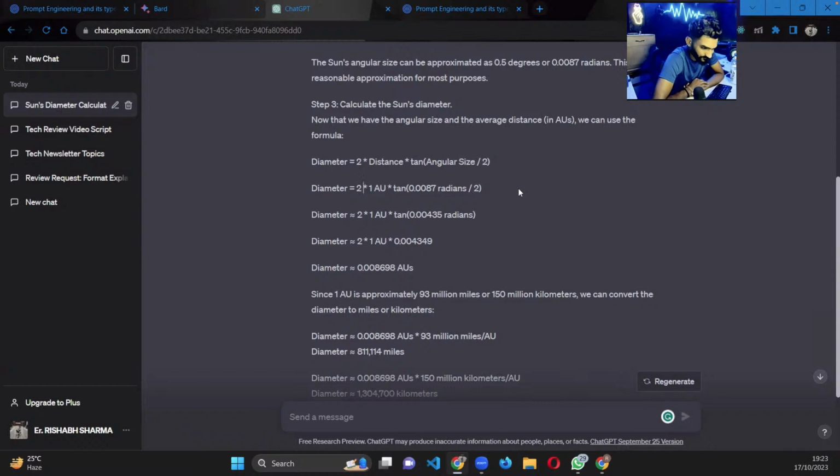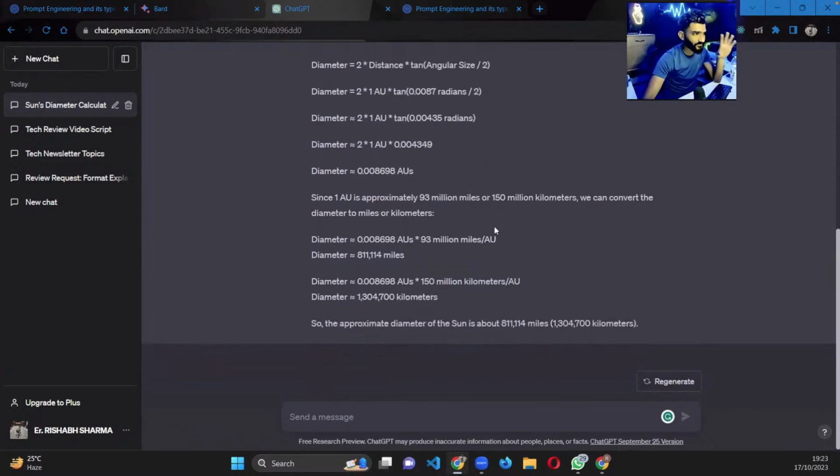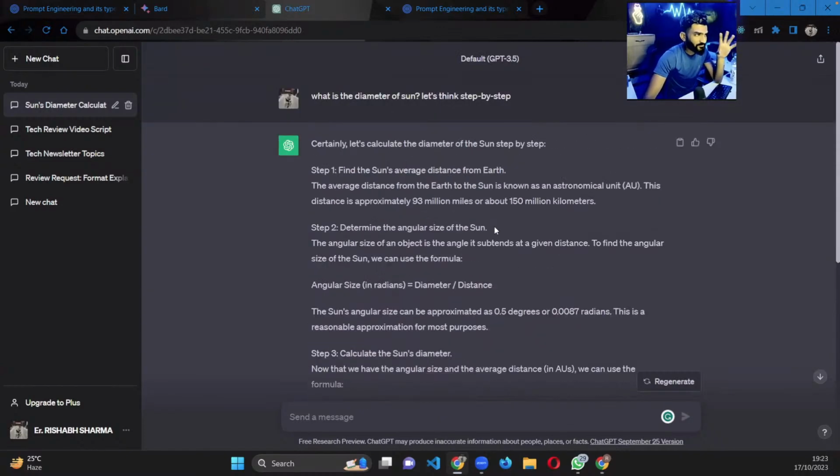Is it okay? The real difference between zero shot prompting, one shot prompting and two shot prompting. Fine, we'll do that. But first, the difference between asking a question without chain of thought prompting and asking a question with chain of thought prompting.